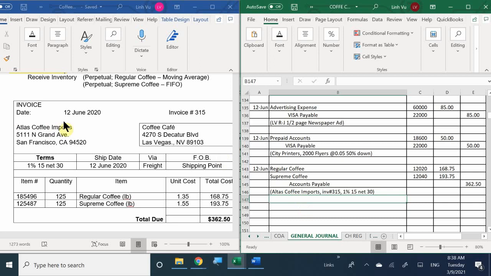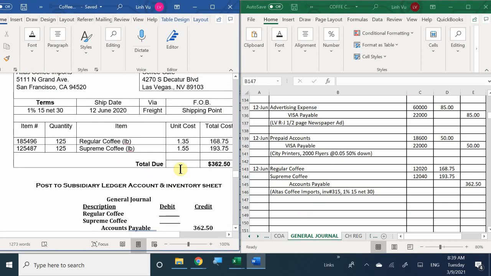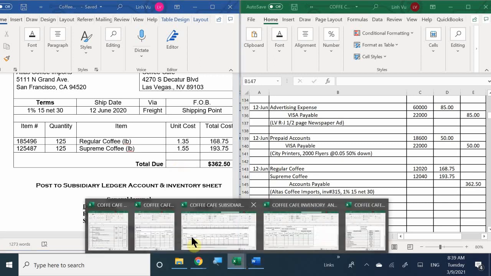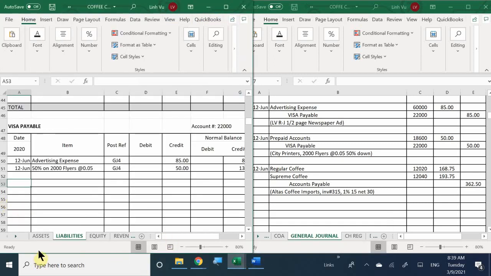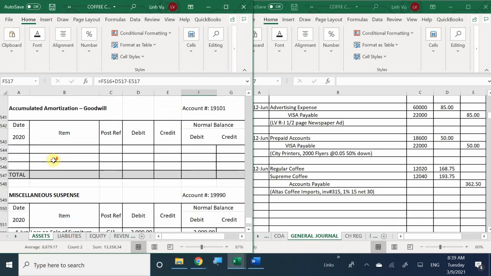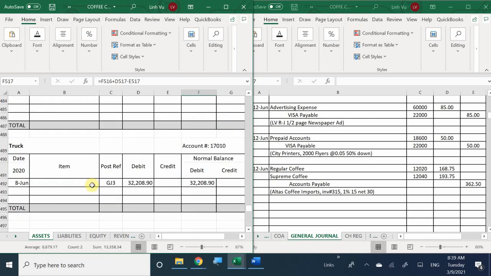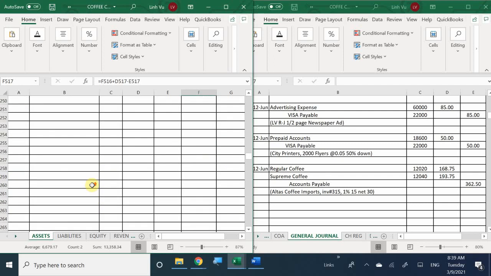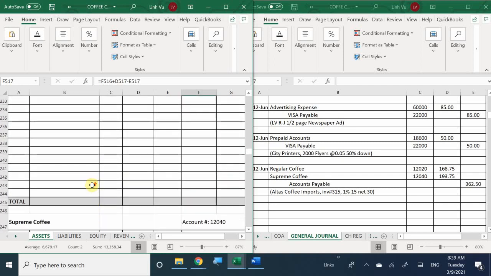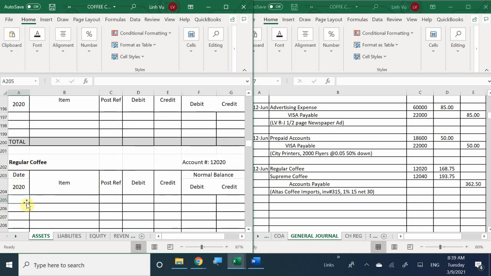Now that my journal is completed, all right, now I'm going to enter everything into my ledger. So we are using regular and Supreme coffee for the first time. So I hit my assets and I'm going to scroll all the way up to inventory. All right, they should be the long ones. Here we are. Regular coffee. It is June 12th right now. And this is where you're going to enter in all the information.